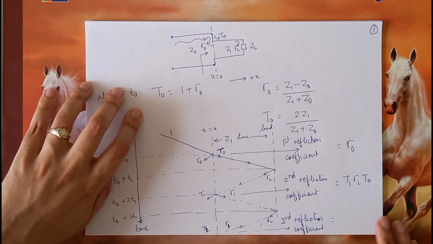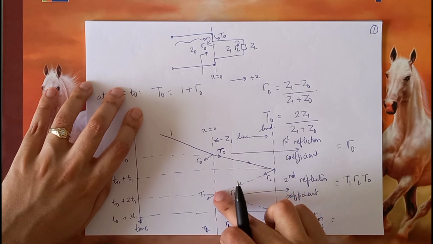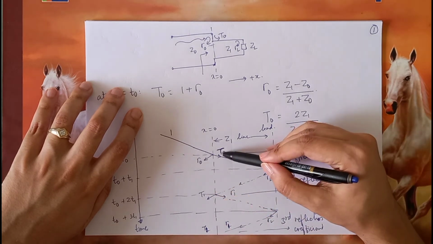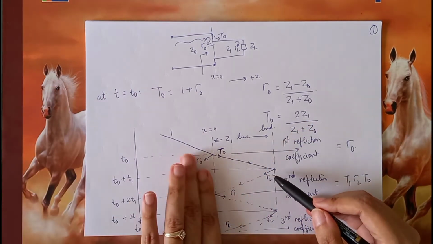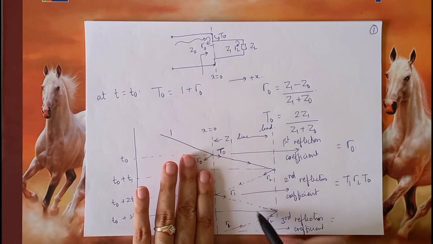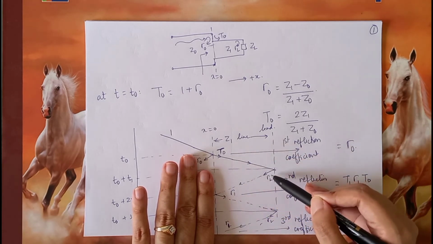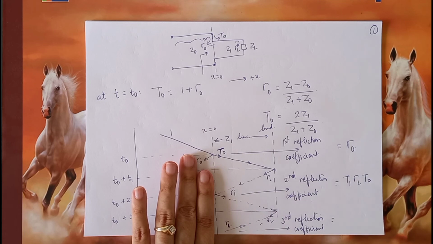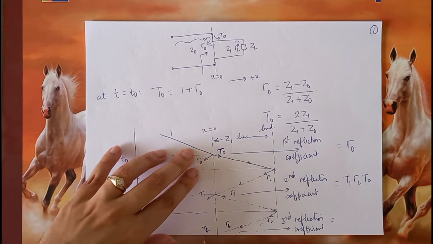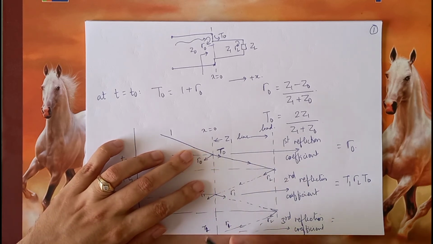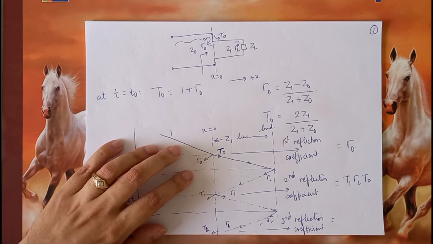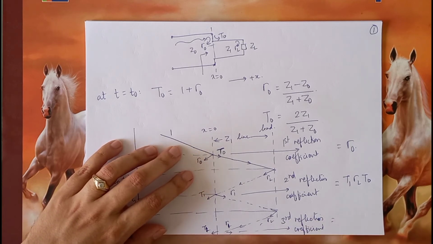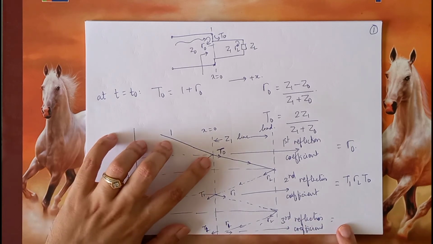That will be what? Again, you need to trace from here to here. T0, gamma L. Now T1 will not play a role because we have to look at this wave. T0, gamma L, gamma 1, again gamma L, and again T1. T1 over here. This gamma 1 will not play any role. So let's write this down.